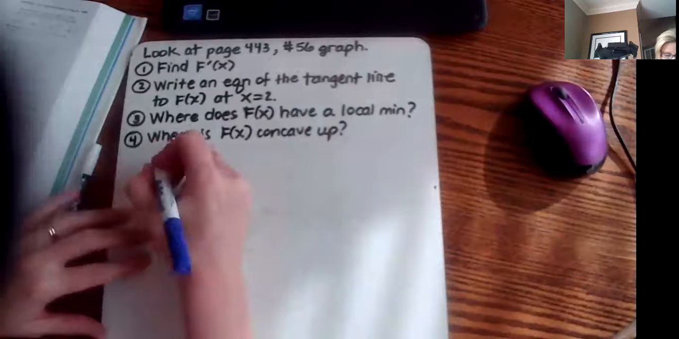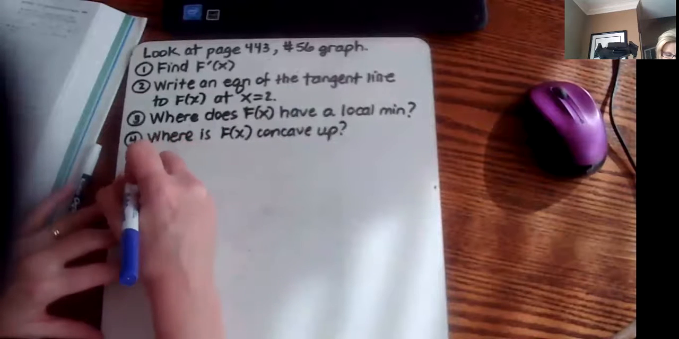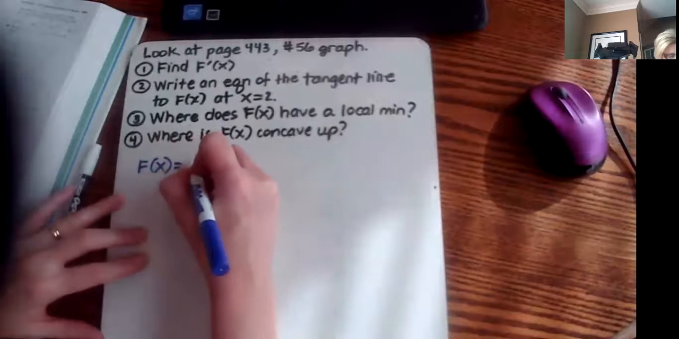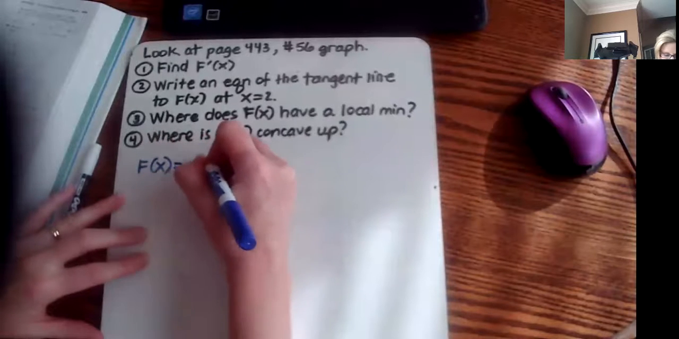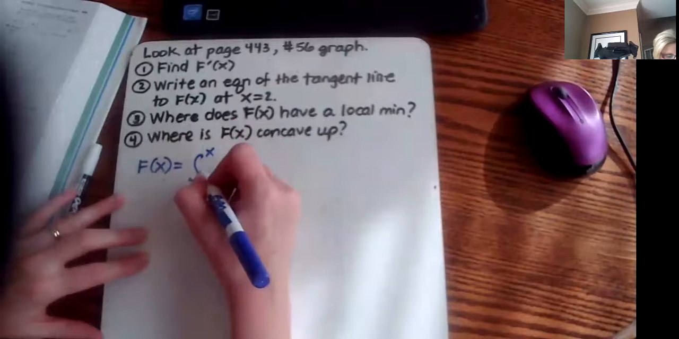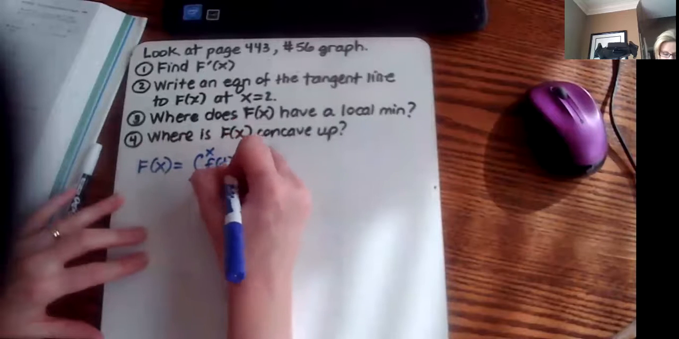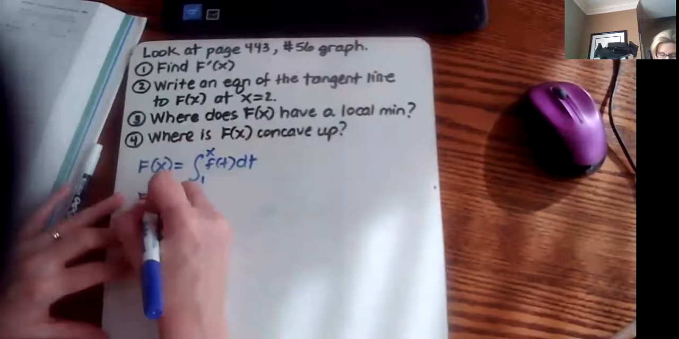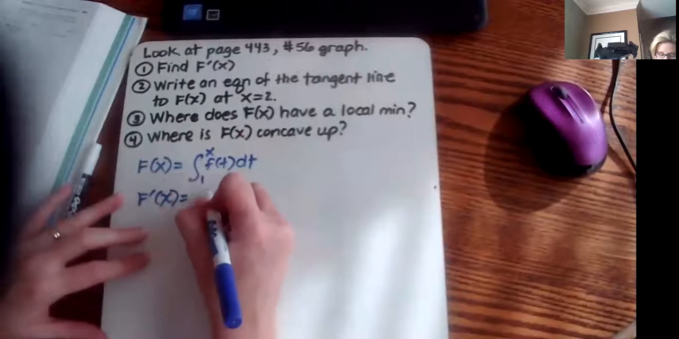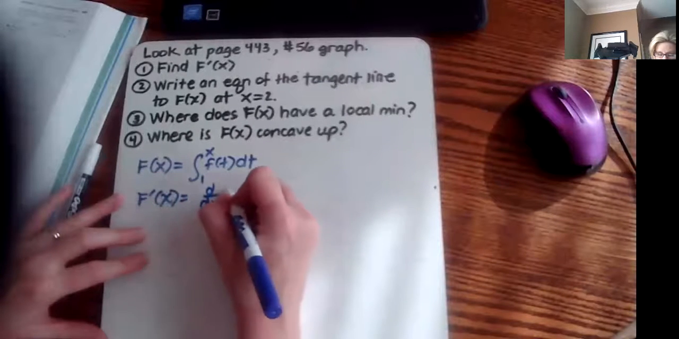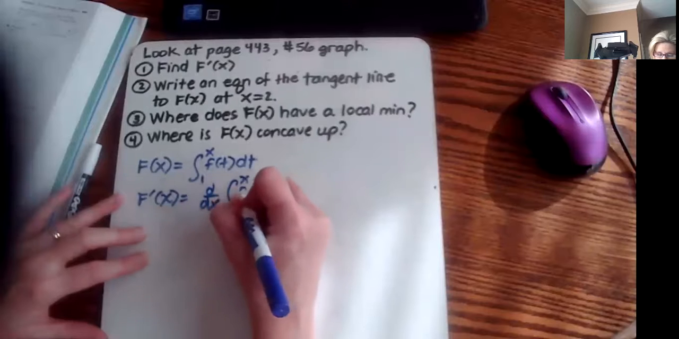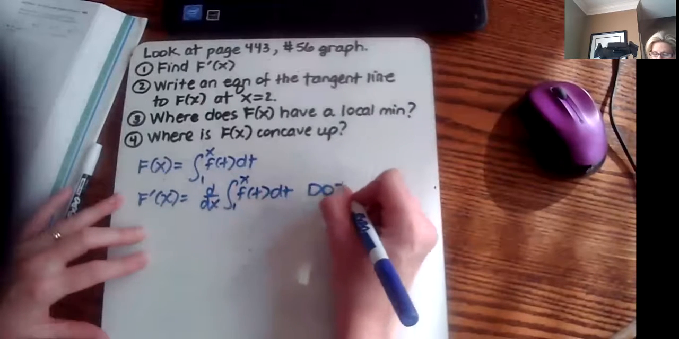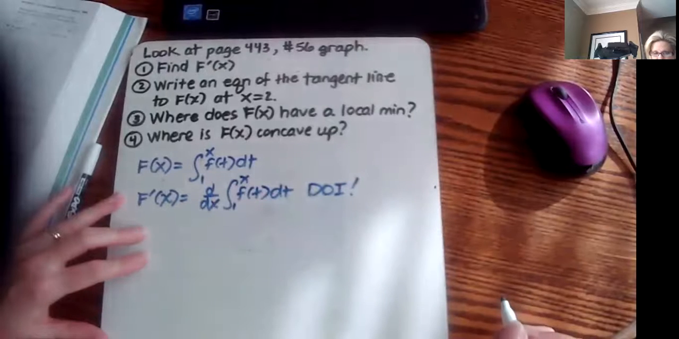Okay, so what I want to do first is make sure you understand if F of x is equal to the definite integral from 1 to x of f of t dt, then I can find F prime of x by doing the derivative of the integral. Oh, I said derivative of integral. So this is a DOI problem.